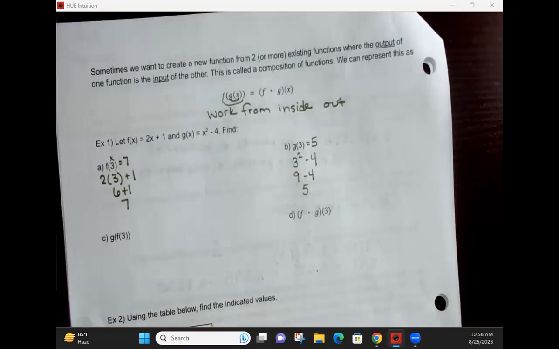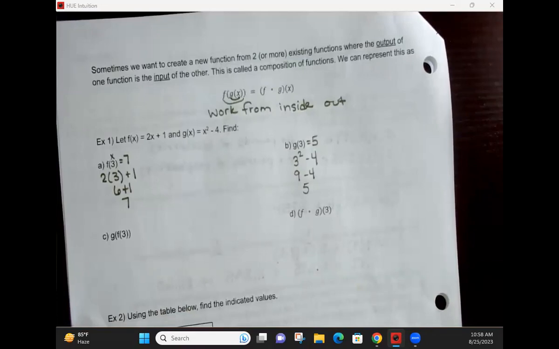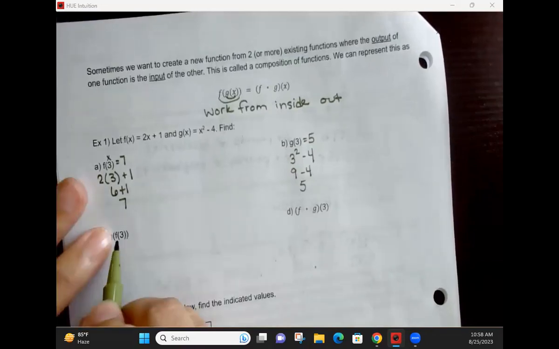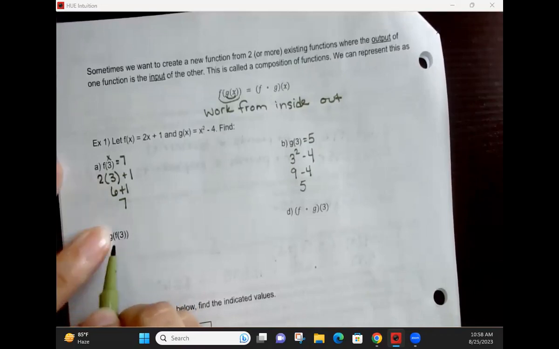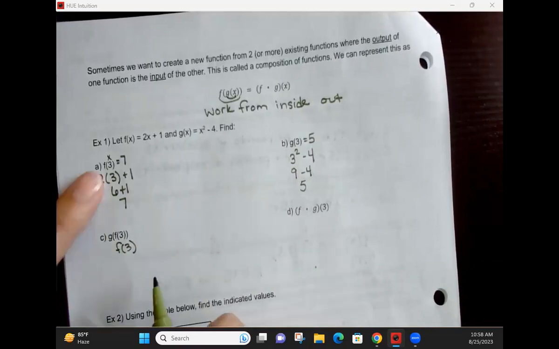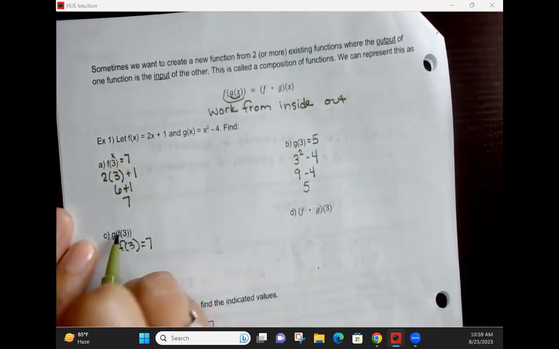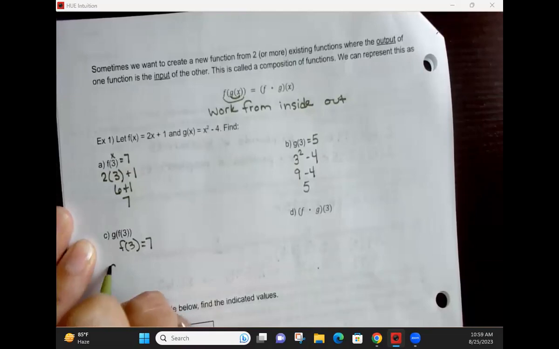Here's the new part. We've got some compositions down here with c and d. So here's what this is saying. Work from the inside out. So inside, we've got g of f of 3. Inside is f of 3. So we're going to start by finding f of 3. Now, the nice thing for us is that we already found f of 3. That was a. I know that f of 3 is equal to 7 because we happen to find that already. So now what we're looking for, f of 3 is 7, this part inside here is 7. So now what I'm looking for is g of 7.